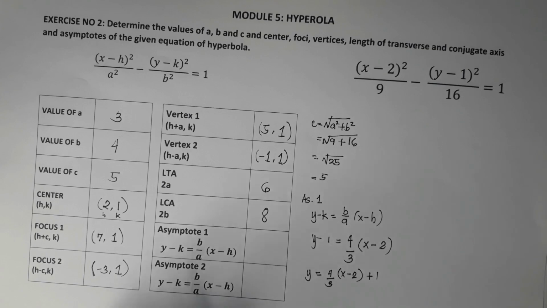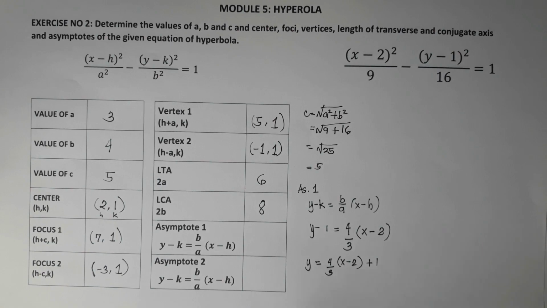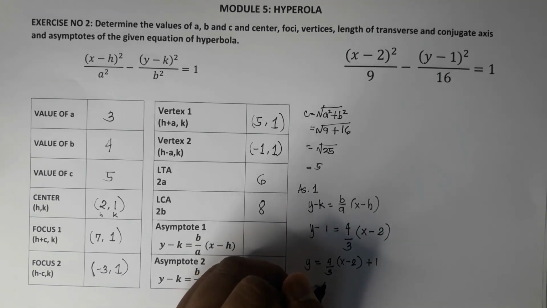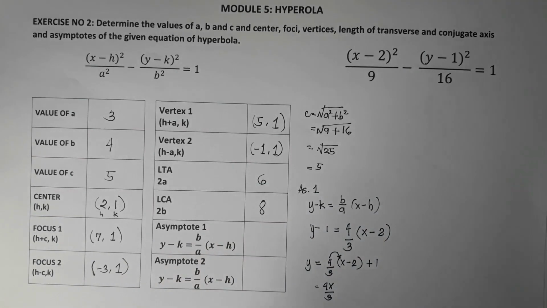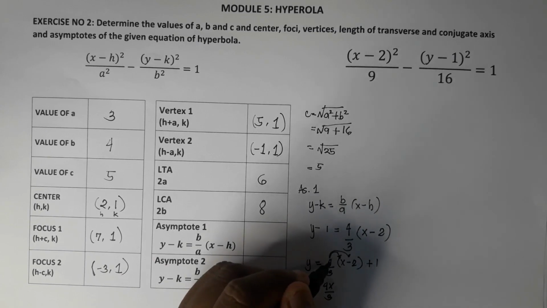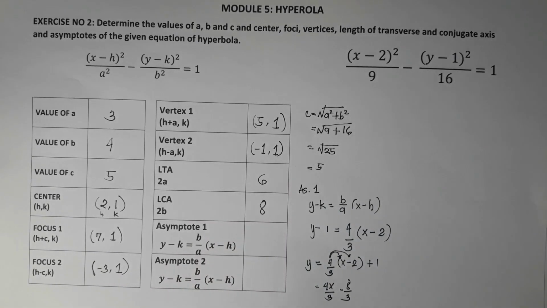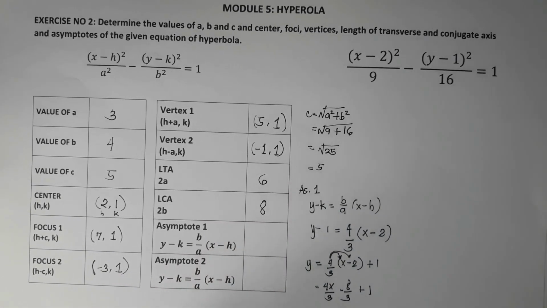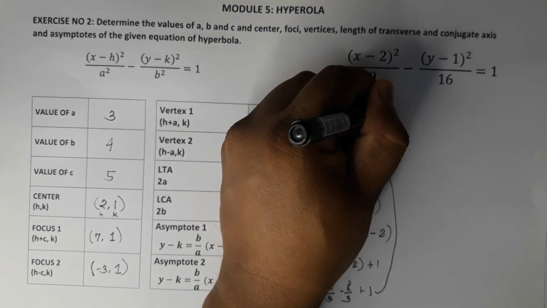Next, after that, ayusin ko lang yung paper. After that one, i-distribute natin itong 4 over 3 sa x and negative 2. So, magiging siyang 4x over 3. Ito po yun. And then, ito naman sa 2. So, 4 times 2, that's 8 over 3 plus 1. Okay, itaas ko lang siya sa taas para nakikita po natin. Mapuputol na kasi siya sa video natin.